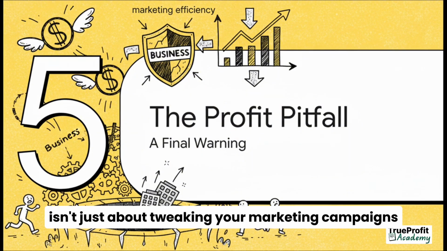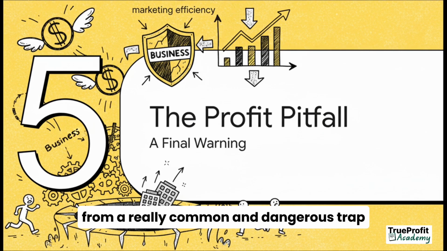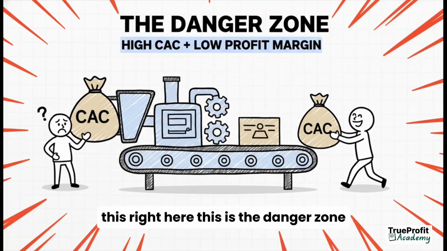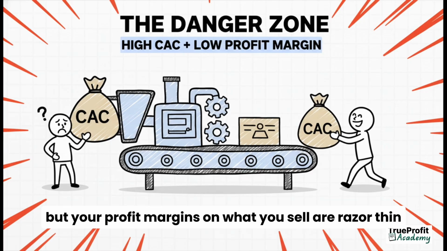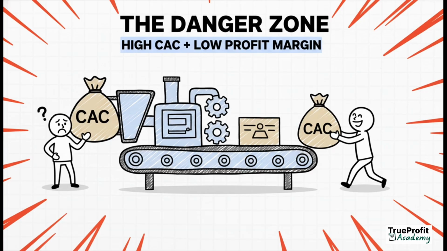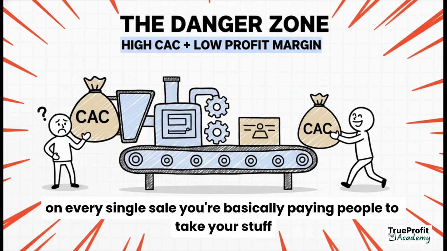All right, let's land the plane with our final and maybe the most critical point. Understanding your CAC isn't just about tweaking your marketing campaigns. It's about protecting your entire business from a really common and dangerous trap. This right here, this is the danger zone. If you're spending a ton of money to get each customer, but your profit margins on what you sell are razor thin, you could be selling a ton of product and still be losing money on every single sale. You're basically paying people to take your stuff.